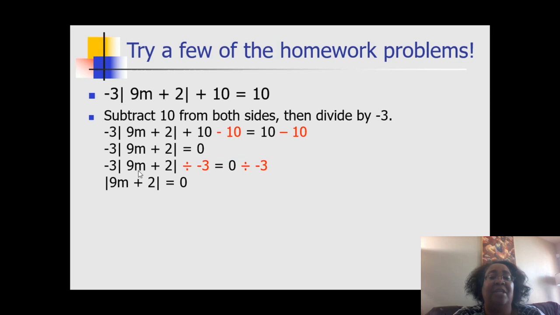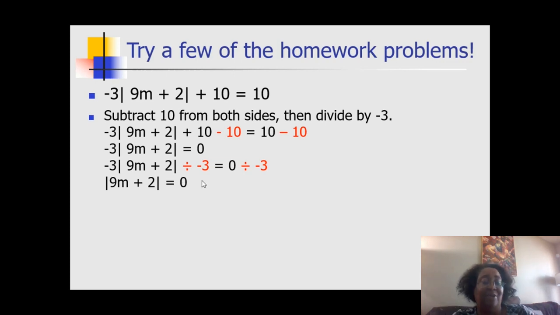So the next thing I need to do to isolate this is this -3 is being multiplied by the absolute value. Well, to get rid of it, I have to do the opposite, which is divide. So I'm dividing by -3 on both sides of each equation. And when I do that, that leaves me with 9m plus 2 in the absolute value. It's been isolated. Now notice the answer for this isolation is 0.